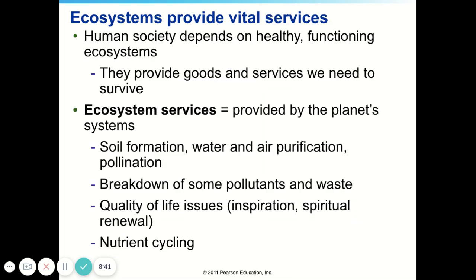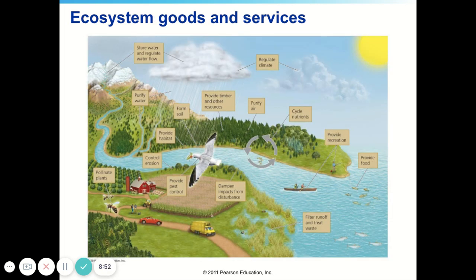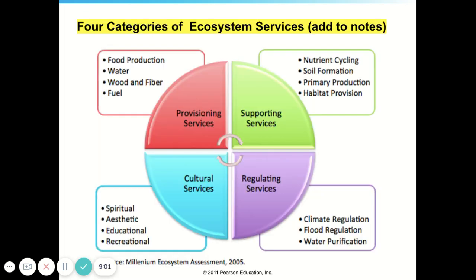Now we want to talk about ecosystem services, which are goods and services provided by healthy, functioning ecosystems, and they include all these things that you see on the slide. So this little diagram shows us just some of the examples of ecosystem services in a typical ecosystem. And this is where you need to pause the video and copy this diagram into your notes, because we need to actually know a little bit more about ecosystem services than our textbook provides us.